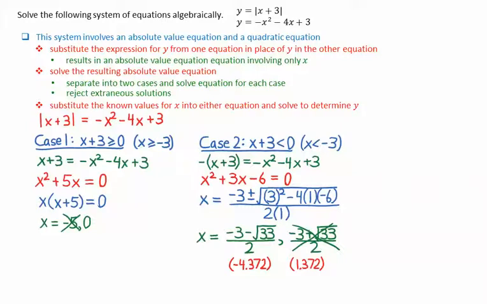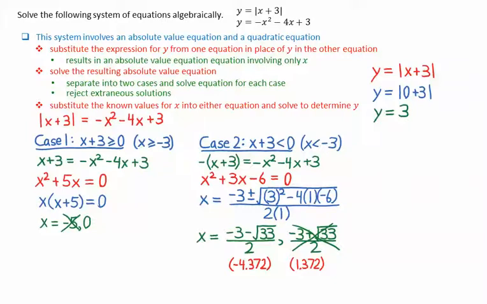Each one of them we must substitute into one of the equations to determine y. I'll use the absolute value equation. y equals the absolute value of x plus 3. Substituting x equals 0, we get a y value of 3.